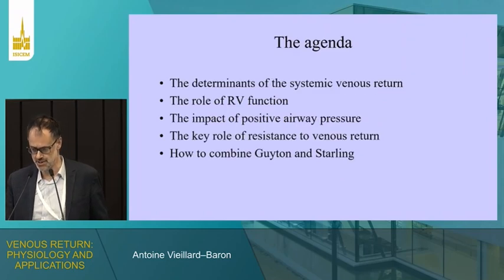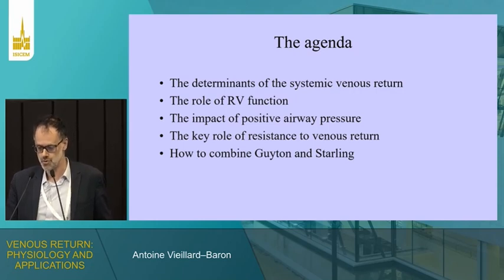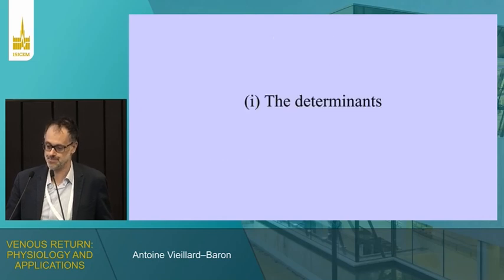So this is the agenda. I will just illustrate the determinants of the systemic venous return, the crucial role of the right ventricular function, the impact of the positive airway pressure, the key role of the resistance to venous return, and finally, how to combine the Guyton and the Starling law, the Guyton and the Starling curves, which is for me a really key point for your understanding of the systemic venous return.